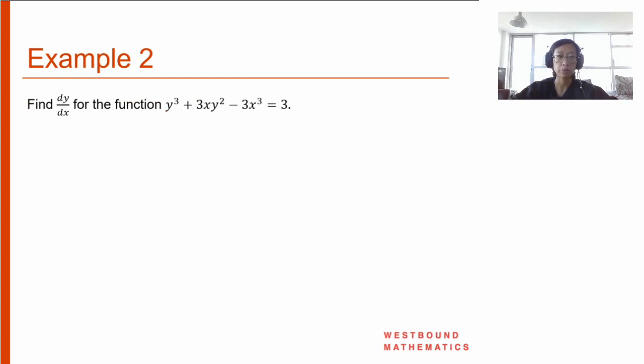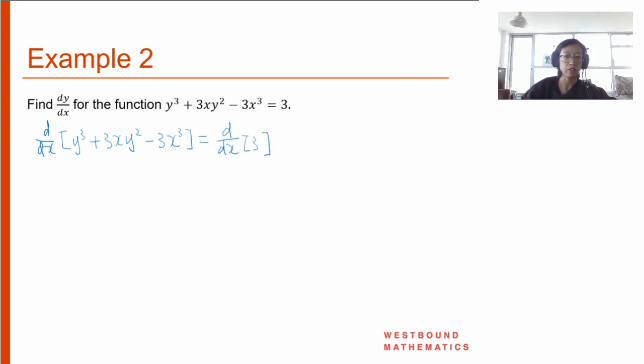Let's now look at an example. The question says, find dy dx for the function y cubed plus 3xy squared minus 3x cubed is equal to 3. In order to find dy dx, we can differentiate both sides of the equation. So the left-hand side became d dx of y cubed plus 3xy squared minus 3x cubed. And the right-hand side of the equation became d dx of 3.